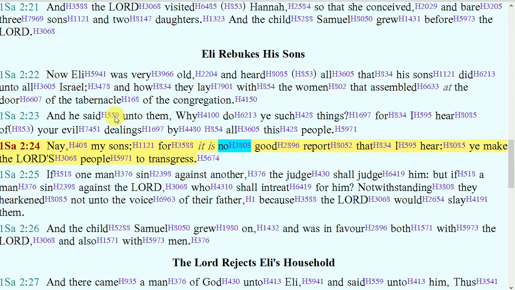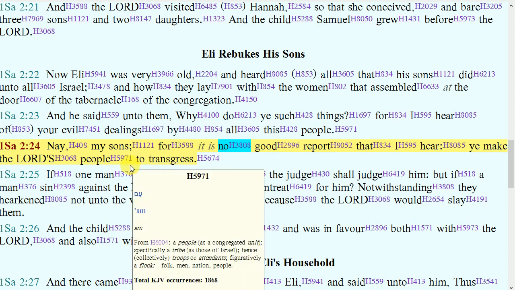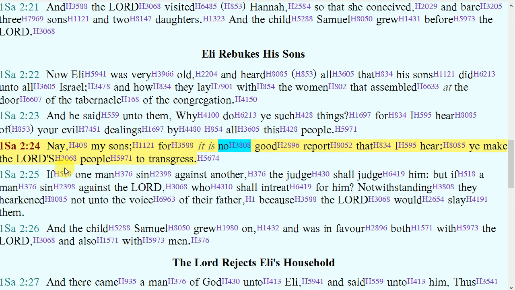Nay, my sons, for it is not good report that I hear. Ye make the Lord's people to transgress. So it is not is the opposite of good. So it is a bad report that I hear. You make the Lord's people to transgress.